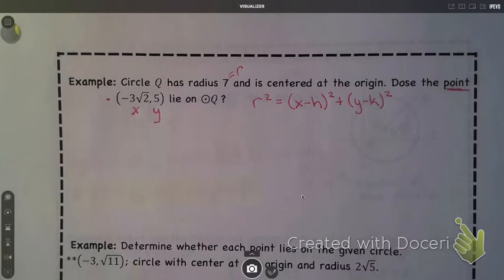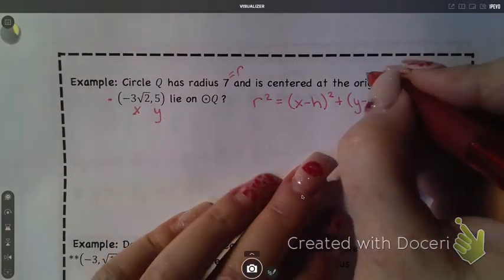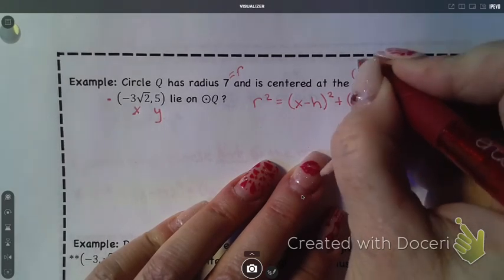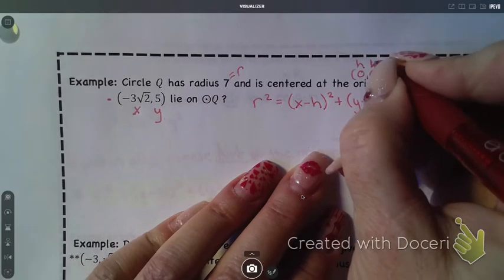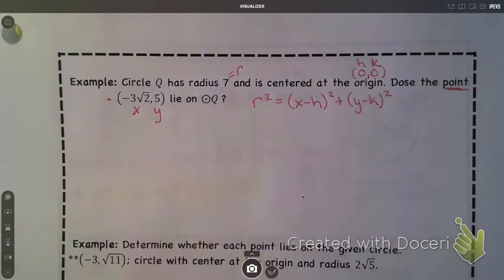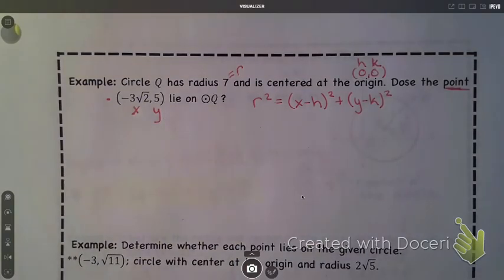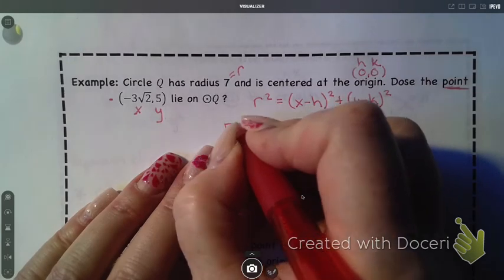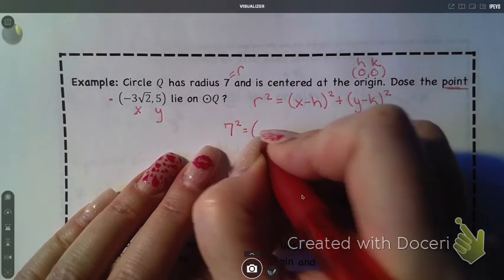What part of the circle is it? It's the center, right? And it is at the origin. So what is my H and my K? 0 and 0. So I have R, H, K, X, Y. All I do is what? Plug it in. So we have 7 squared equals, what's X?